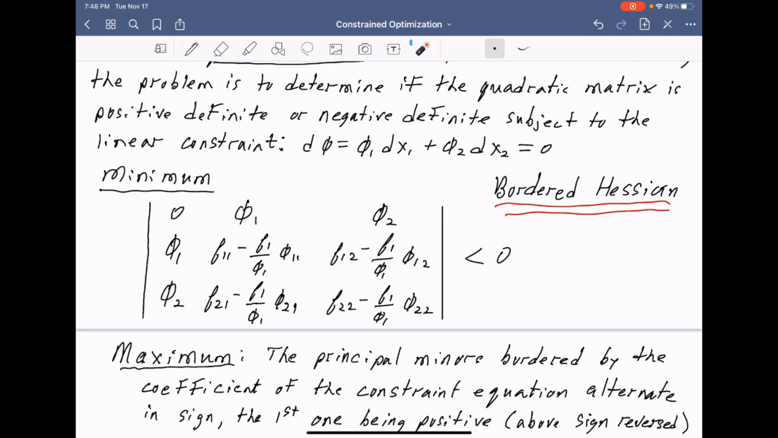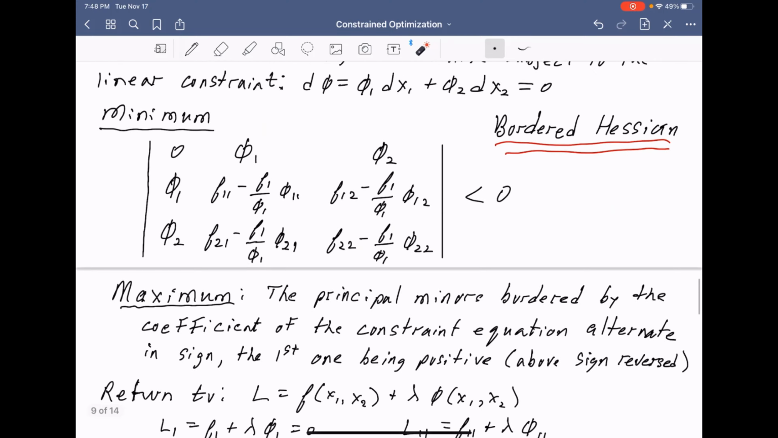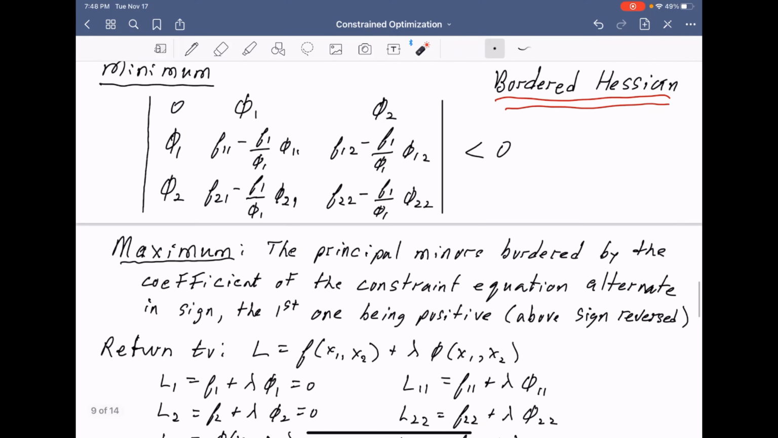For a minimum, that determinant of that bordered Hessian has to be less than 0. For a maximum, the principal minors bordered by the coefficient of the constraint equation alternate in sign, the first one being positive. So in other words, we'd reverse this particular sign if it were a maximum.